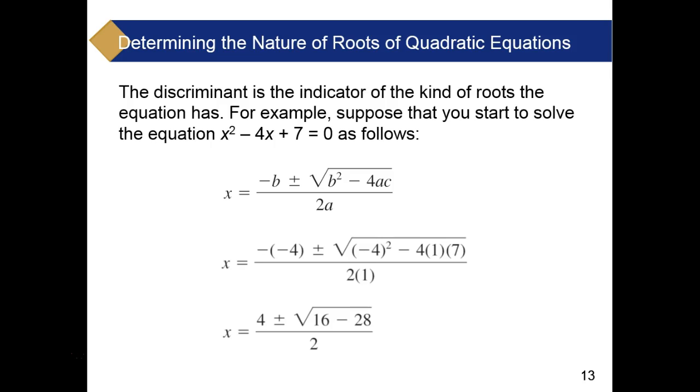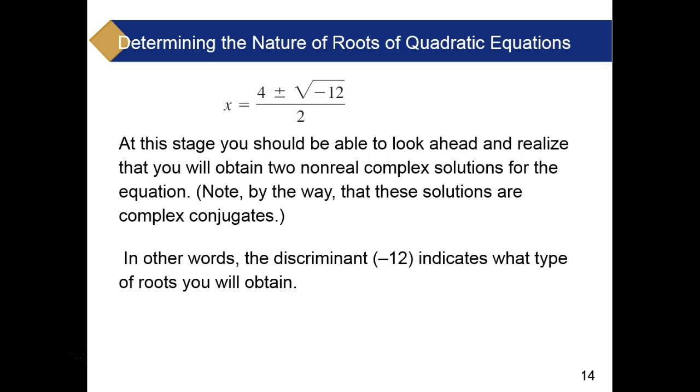Okay? Now, we'll carry on. That gave you 4 plus or minus square root of negative 12 over 2. At this stage, you should be able to look ahead and realize you will obtain two non-real complex solutions for the equation. Note, by the way, those solutions are complex conjugates of each other. You don't need to know that for this course. You already do know it because we went over it just quickly. But in other words, the discriminant minus 12, what's inside that radical, indicates the type of root you're going to get. If it's a negative number, no real solutions. What if it's a positive number, like positive 12? What would that tell you about the answer?